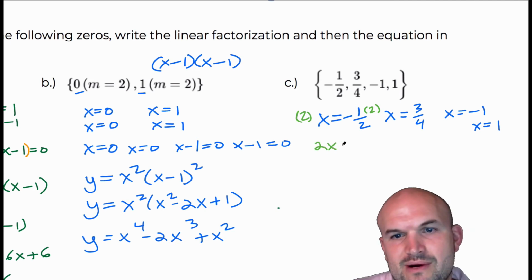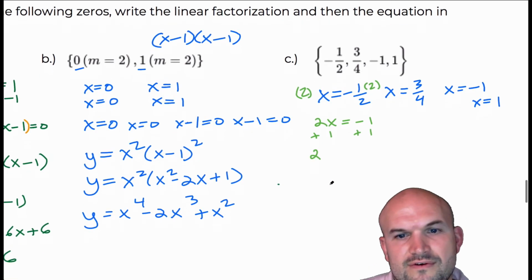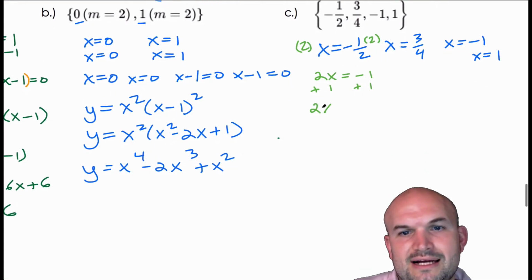Therefore, I would get 2x equals negative 1, and then I can just add 1 to the other side, and now I get a factor. I'm not going to use a parenthesis. Now I have a factor of 2x plus 1 equals 0.